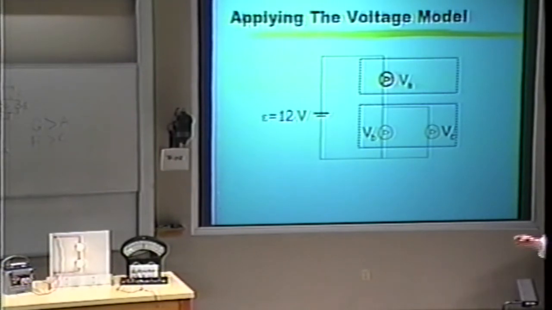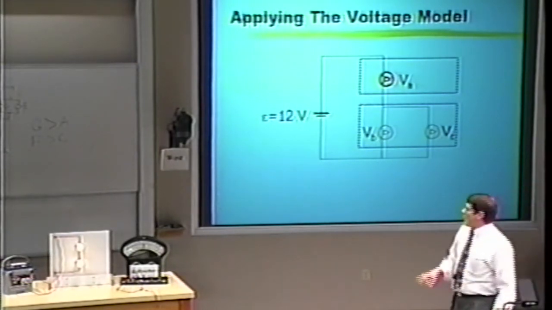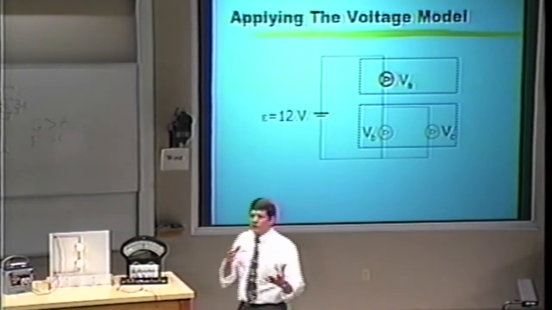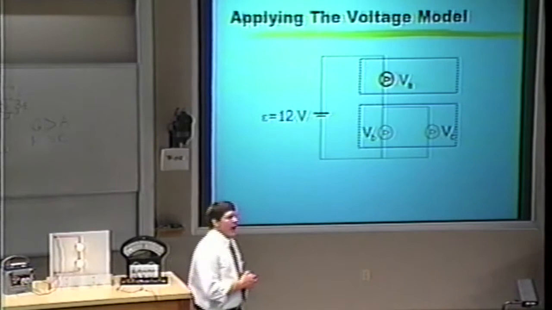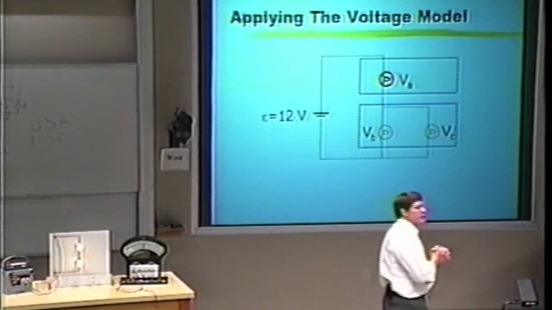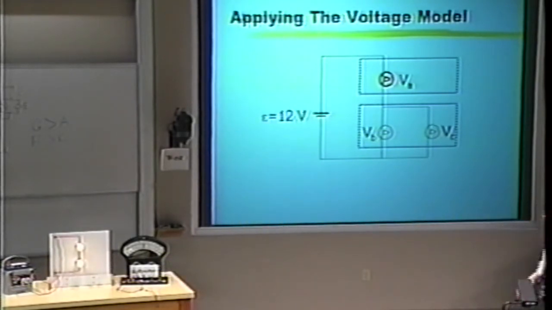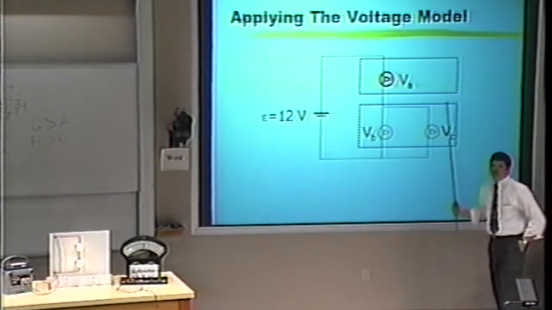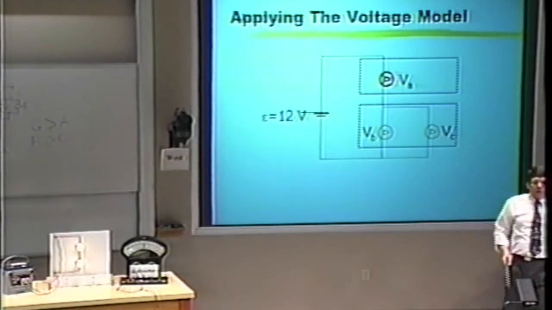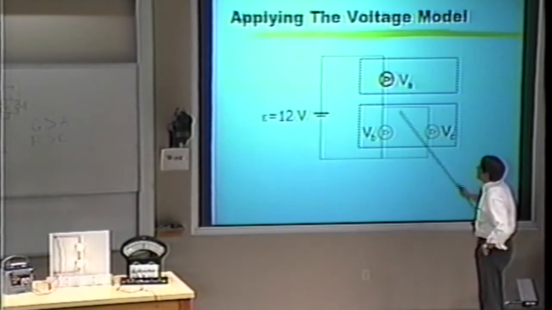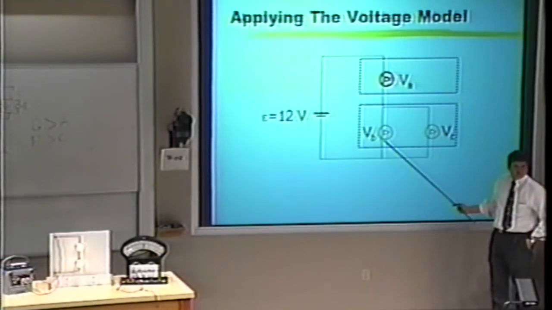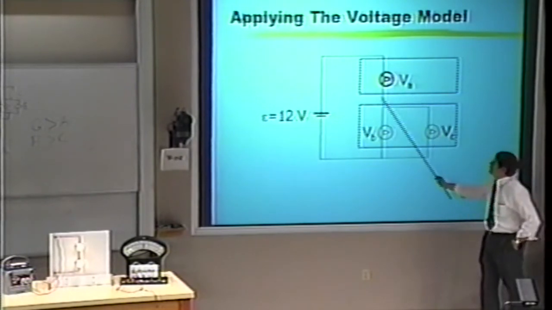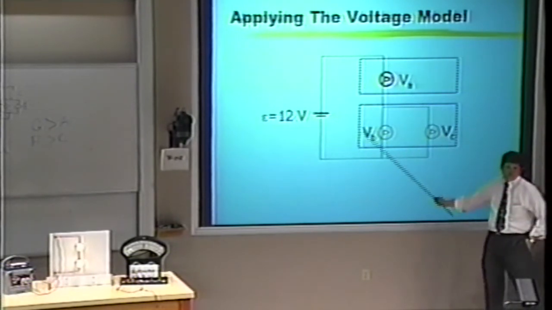Now let's ask ourselves why. Why should that bulb up there have so many more volts across it than the other two bulbs? When we think of using the voltage model, it's convenient to put things into boxes that are in series with each other. And remind ourselves that A is not in series with B. A is not in series with C. A is in series with this whole network.